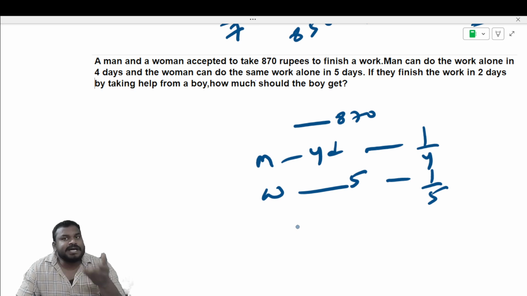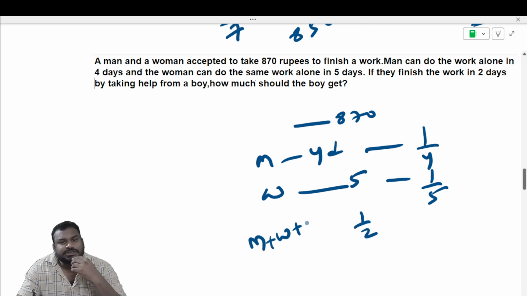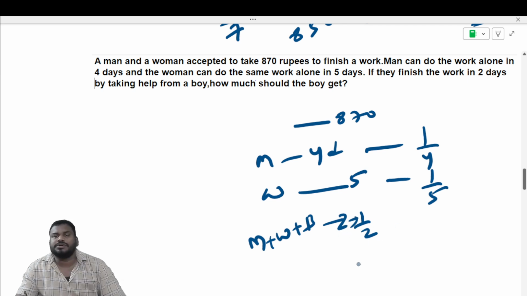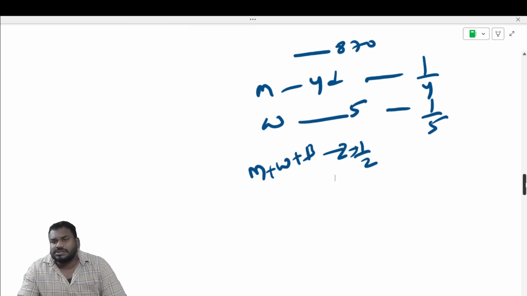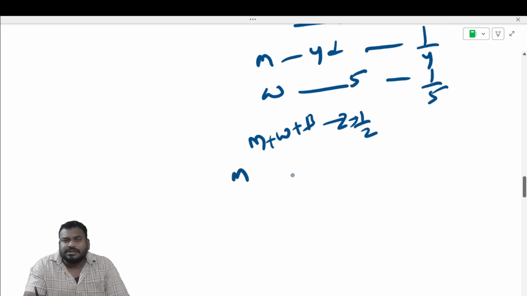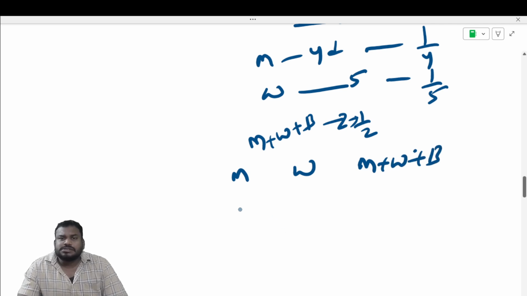So if the boy joined, man, woman plus boy have a capacity of 1/2 per day. Man plus woman plus boy. Because 2 days, we convert it into 1/2. So now use this: man, woman, and boy, 1/4, 1/5, 1/2.